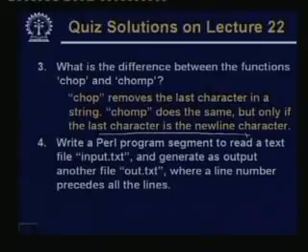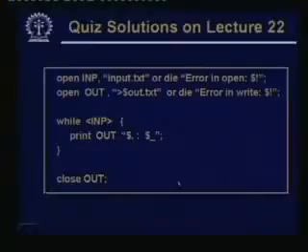Okay. Write a Perl program segment to read a text file input.txt and generate as output another file out.txt where a line number precedes all the lines. So you are basically reading lines from one file and outputting them to another file. You are putting a number, colon, then the line. That is how you are outputting it. So the program will look like this.